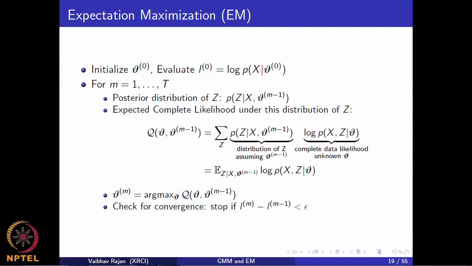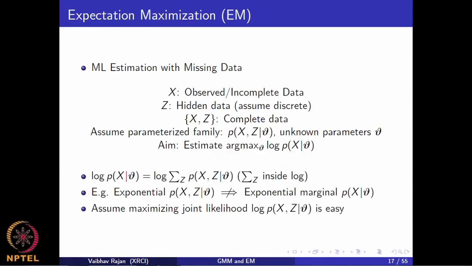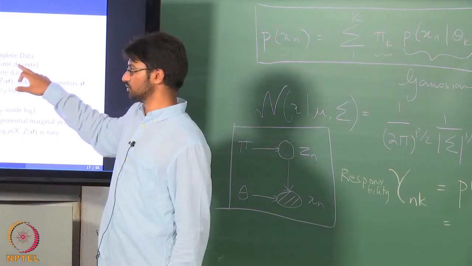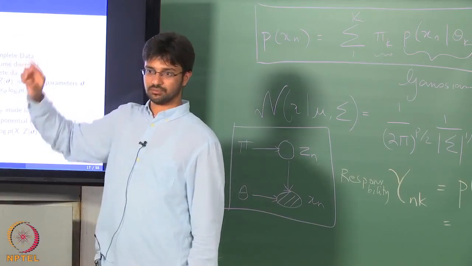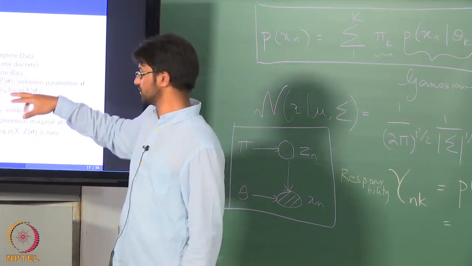Could you explain slide 17 again? Slide 17. So this is the problem. You have incomplete data, you have hidden data. I forgot to mention something. For the rest of the discussion we will assume that this hidden data is discrete, but all the derivations will work if you assume it to be continuous as well. You just have to replace the summations with integrals.